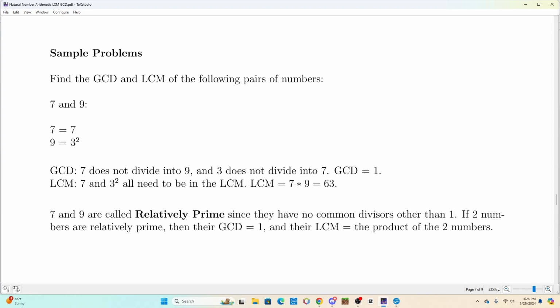Sample problems. Find the GCD and LCM of the following pair of numbers, 7 and 9. No number greater than 1 divides evenly into both 7 and 9. So 7 and 9 are relatively prime. This means the GCD is 1 and that the LCM ends up being the product of the two numbers. In this case, this makes the LCM 7 times 9, which is equal to 63.